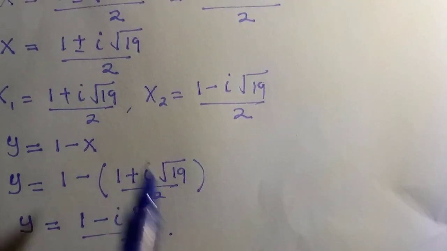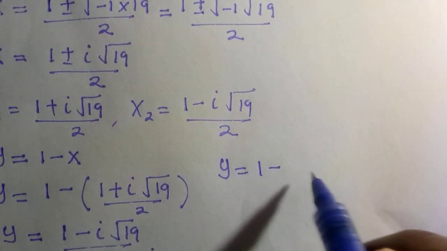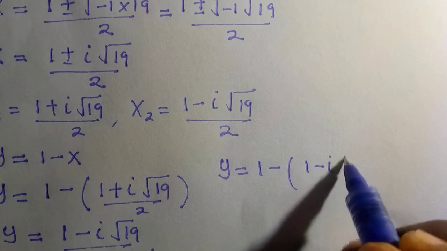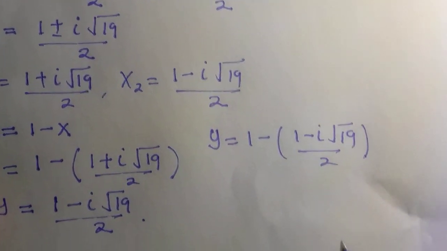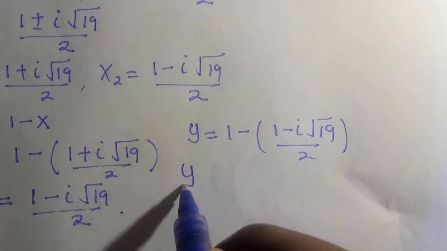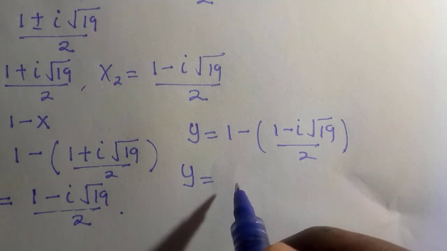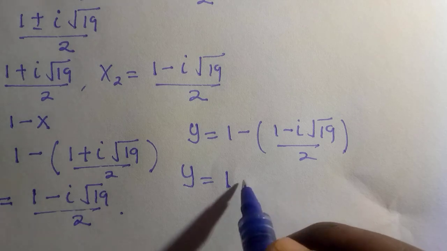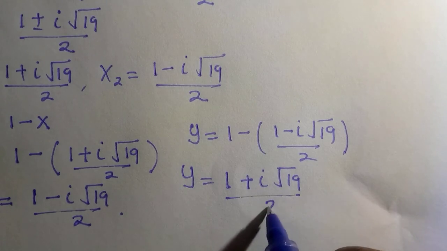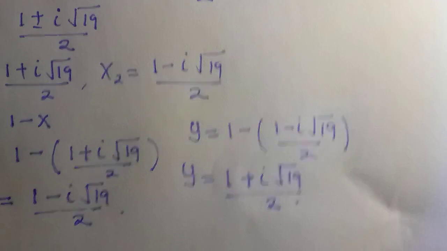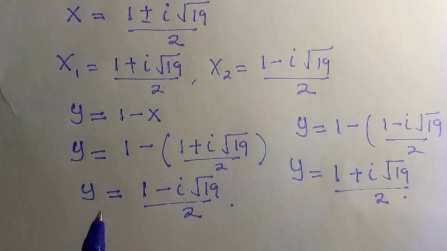And similarly, when we consider x2 to get the value of y2, which is y equals 1 minus open bracket 1 minus i root 19 divided by 2, again by multiplying 2 by 1 and opening the parentheses with negative, we are going to have 1 plus i root 19 divided by 2, and here gives the result of x and y to this problem.